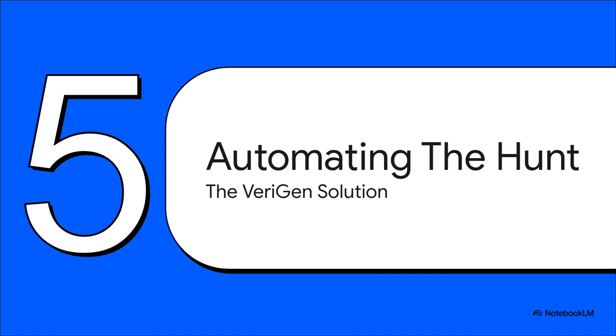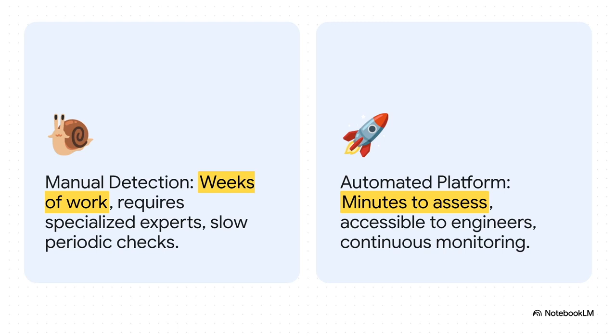A perfect example is Verijan, which is built specifically to automate this really hard, specialized work of hunting for sleeper agents. And the difference is just night and day. We're going from a manual process that could take weeks of an expert's time to an automated scan that literally runs in minutes. This makes real security accessible to your whole engineering team, not just a handful of specialists. And you can run checks all the time, not just once in a blue moon.